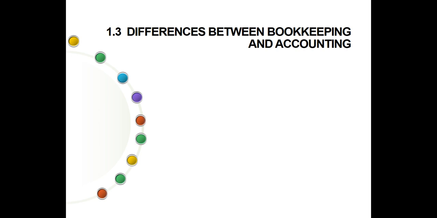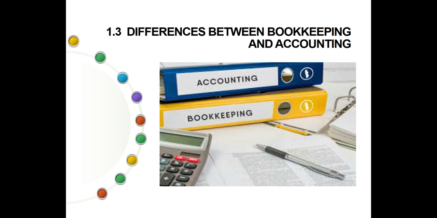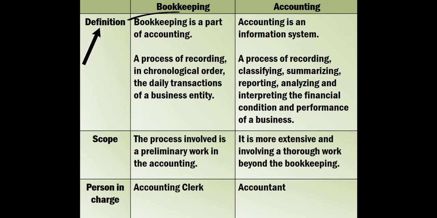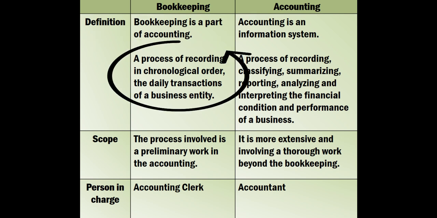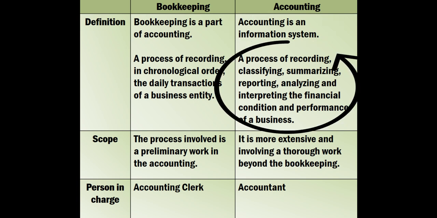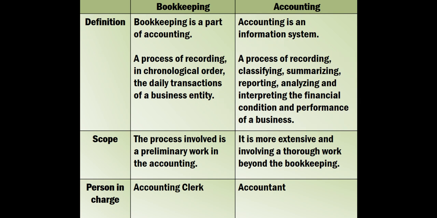Chapter 1, Learning Outcome 1.3: Differences between bookkeeping and accounting. Difference in definition. Bookkeeping is a part of accounting. It is a process of recording, in chronological order, the daily transactions of a business entity, while accounting is an information system. It is a process of recording, classifying, summarizing, reporting, analyzing, and interpreting the financial condition and performance of a business.